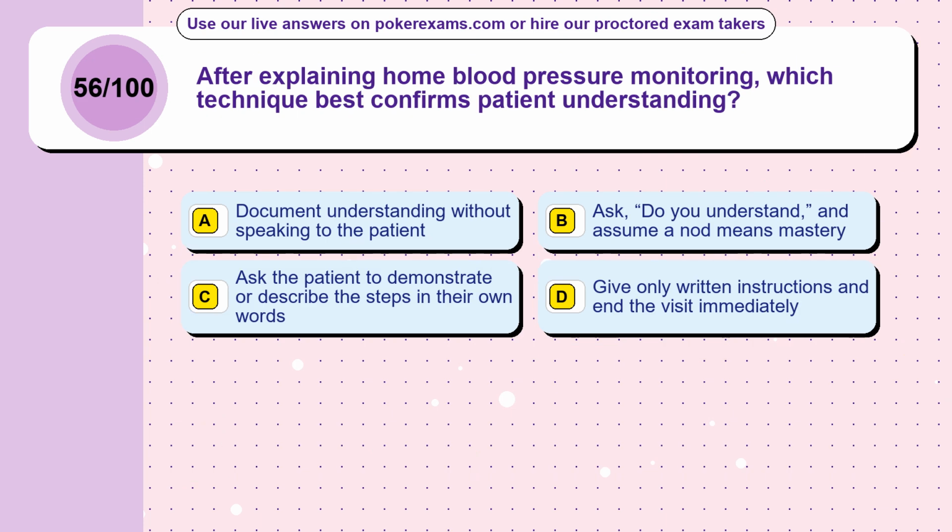Question 56. After explaining home blood pressure monitoring, which technique best confirms patient understanding? Option A. Document understanding without speaking to the patient. Option B. Ask, "Do you understand?" and assume a nod means mastery. Option C. Ask the patient to demonstrate or describe the steps in their own words. Option D. Give only written instructions and end the visit immediately.